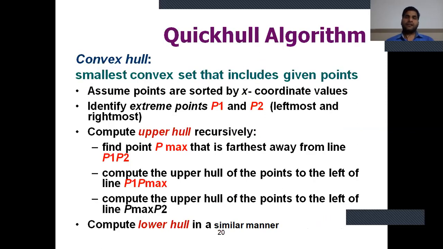And next we discussed the quick hull algorithm. The quick hull algorithm solves the convex hull problem. We suppose in this problem that the several points are sorted by x coordinate. Then we identify P1, P2, the leftmost and rightmost points, and compute the upper hull recursively. Find the point Pmax farthest away from the line P1, P2 and compute the upper hull points, the left half of line P1 Pmax, and the lower half similarly.